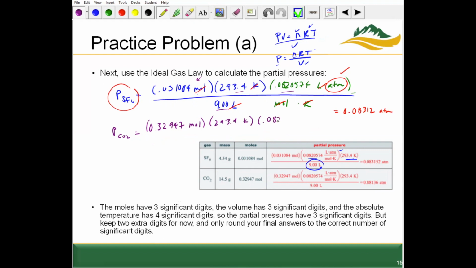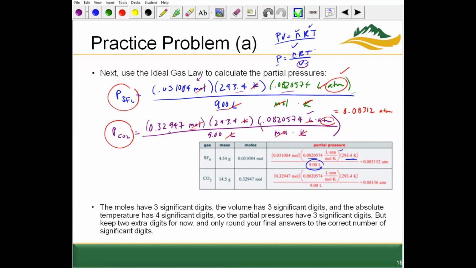We still have our gas constant here, 0.0820574 liters atmospheres, but per mole Kelvin. That's just our gas constant R. Plugging in the volume term down here in the denominator, 9.00 liters. Just to double check: moles, moles, Kelvin, Kelvin, liters, liters. Then we should get the partial pressure of CO2 now, also in atmospheres.